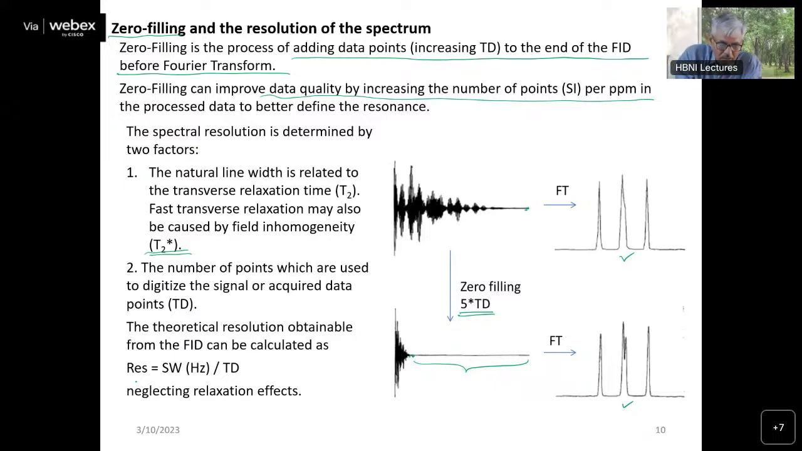So one can find out what should be the theoretical resolution of the FID. It depends on the spectral width and the number of data points. Now, as you do zero filling, you are increasing this, so if you increase this, the resolution will increase. But there is a limit. Here we are not talking about the relaxation effects, because you cannot get a better resolution than that governed by T2 star.